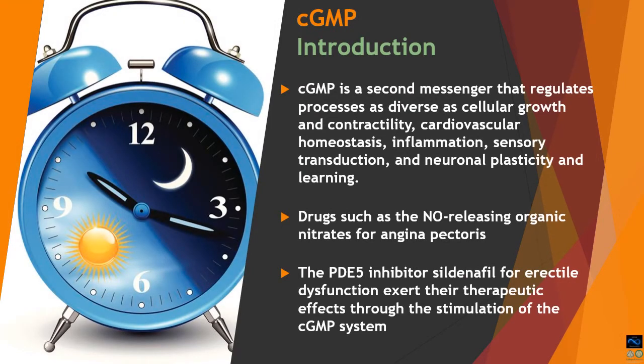So, a brief introduction about cGMP. Cyclic GMP is similarly a second messenger, as was cyclic AMP, and it's used in diverse cellular processes: growth, contractility, inflammation, sensory transduction, as well as neuronal plasticity and learning. Some drugs, like nitric oxide releasing organic nitrates, used for angina pectoris, also utilize this signaling in mediating their effects.